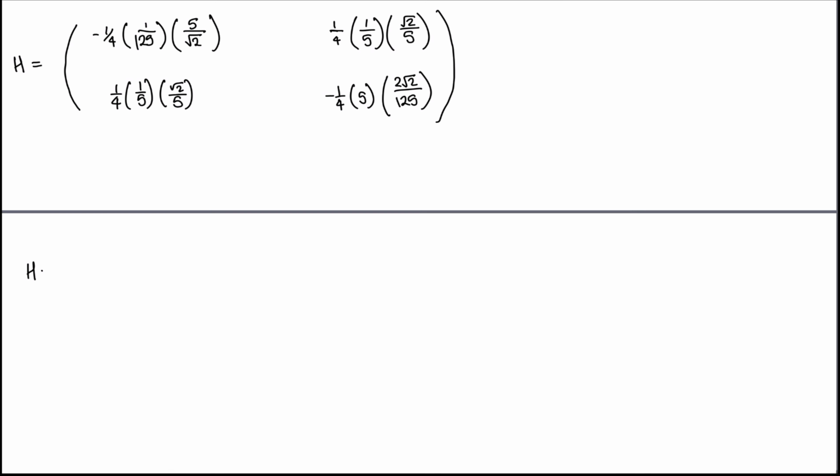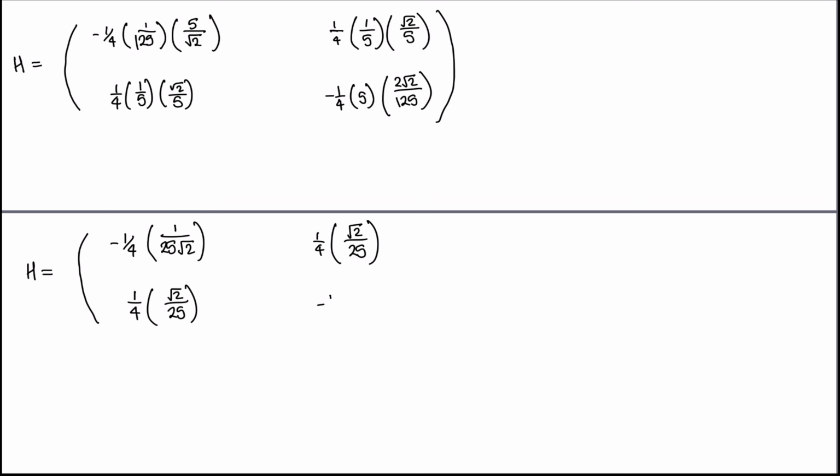If we simplify this a bit more, we get minus 1 over 4 brackets 1 over 25 root 2, 1 over 4 root 2 over 25, and then minus 1 over 4 2 root 2 over 25.